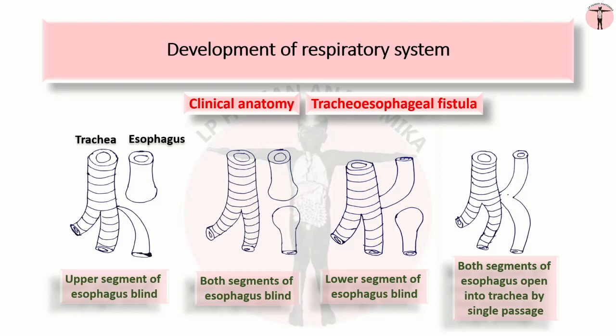The other tracheoesophageal fistulas are esophageal atresia of both superior and inferior parts of the esophagus. Both segments are blind. Lower segment with esophageal atresia and upper segment opening into the trachea. The last one is both segments opening into the trachea by a single passage, or they can open separately.